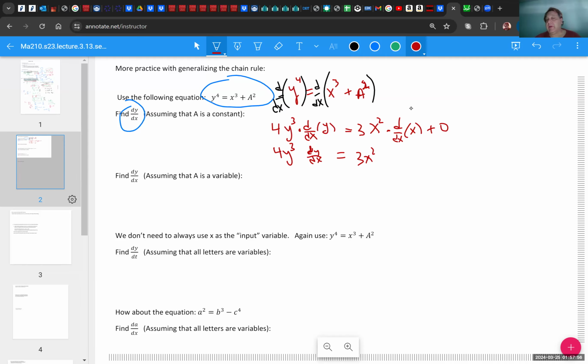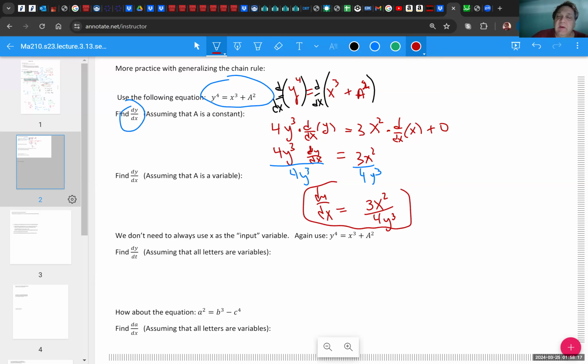So now we know that 4y cubed dy dx is equal to 3x squared. All we have to do is just divide by this 4y cubed, and that will give us the value for dy dx. Okay. So that's how the chain rule works. You don't have to have it solved for y. You just have to differentiate both sides and use the chain rule.